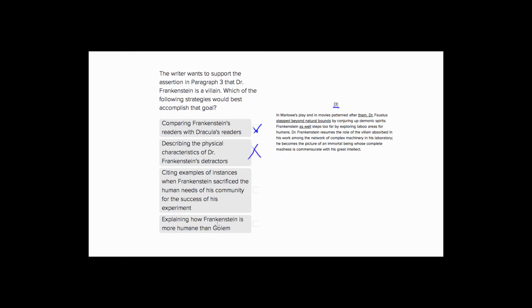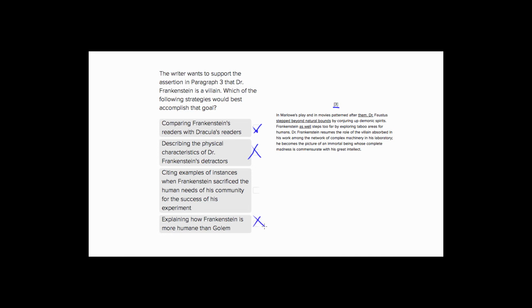Choice 4 is equally irrelevant, explaining how Frankenstein is more humane than Gollum. We're not talking about Gollum in this paragraph, so it doesn't matter if he's more humane. Further, we want to support the assertion that he's a villain. So talking about how he's more humane or he's better than this other monster is not going to help us back up the claim that he's a villain.